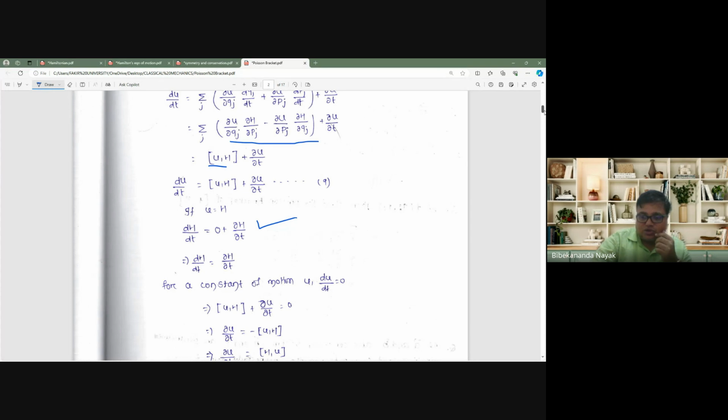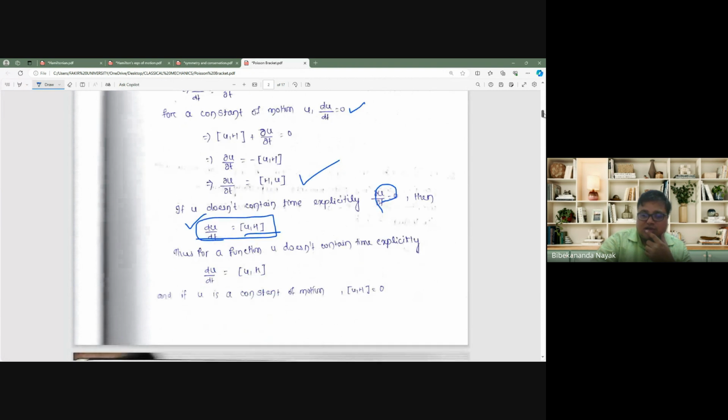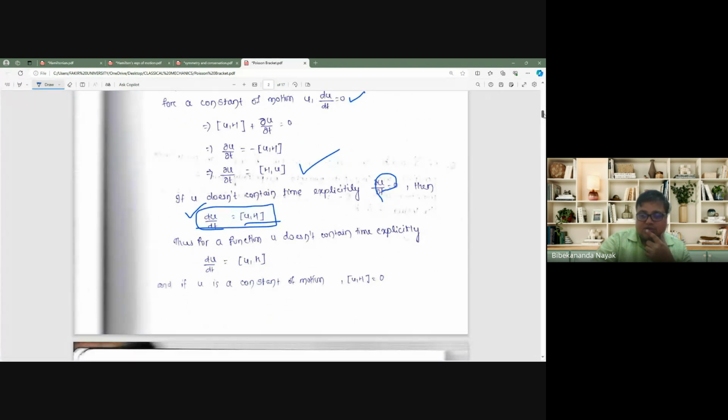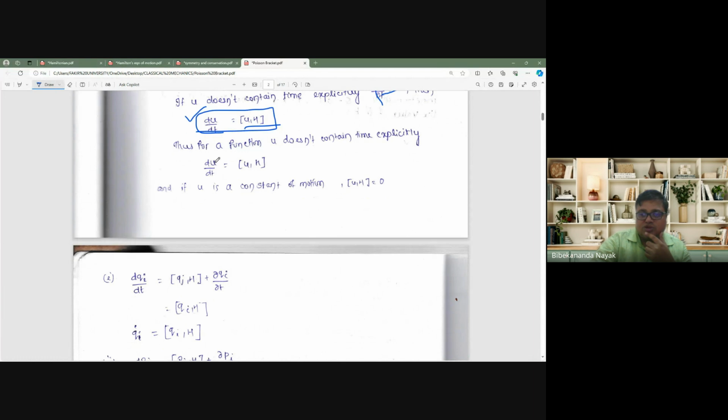For a constant of motion u, du/dt is 0. So del u/del t is equal to minus the Poisson bracket of u, H. If u does not contain time explicitly, then del u/del t is 0 and du/dt is equal to the Poisson bracket of u, H. You use this formula to calculate du/dt. If the function does not contain time, then we only calculate its Poisson bracket with H. So for a function that does not contain time, its derivative will be equal to the Poisson bracket with H. If it is a constant of motion, the Poisson bracket of u, H will be 0.